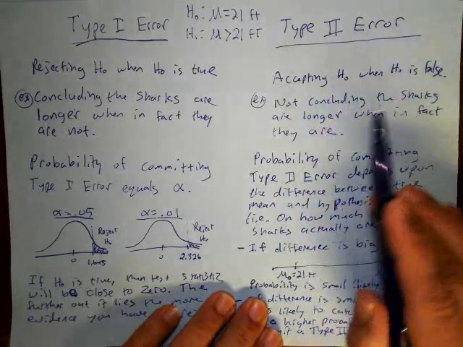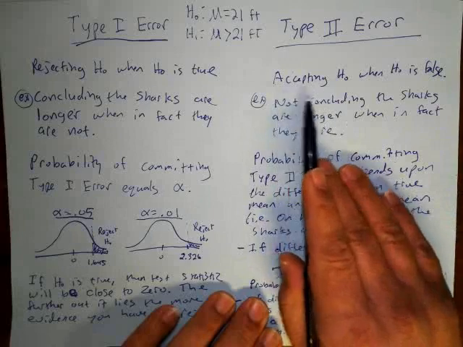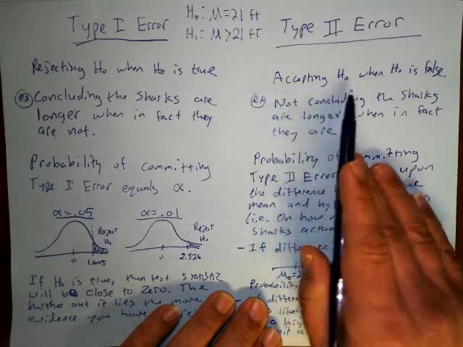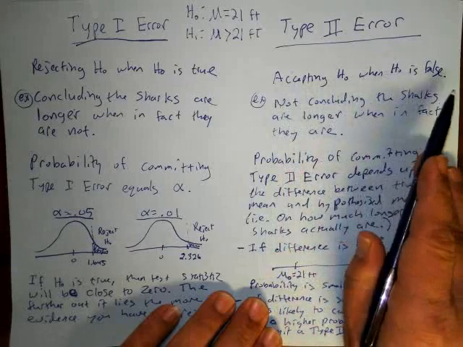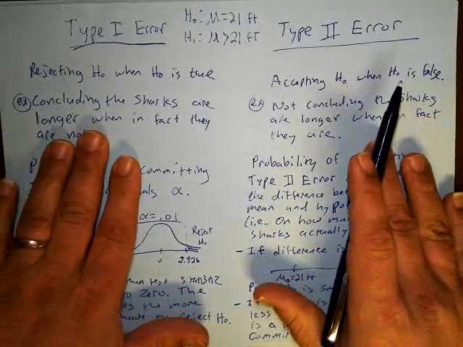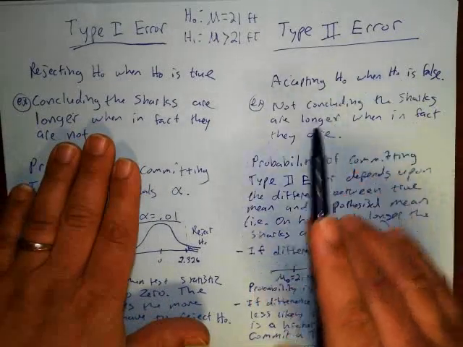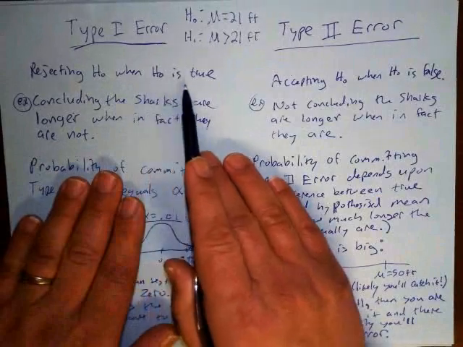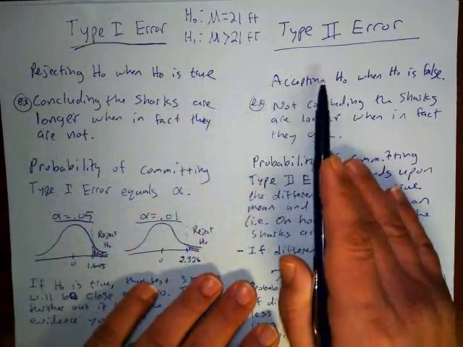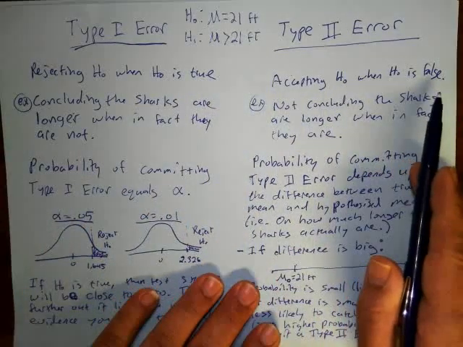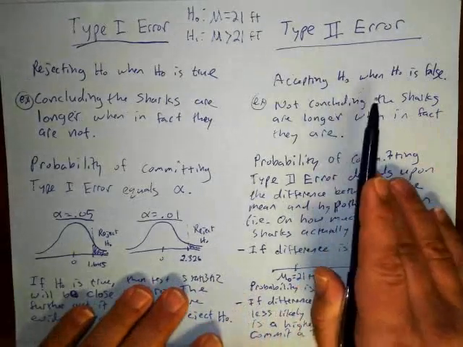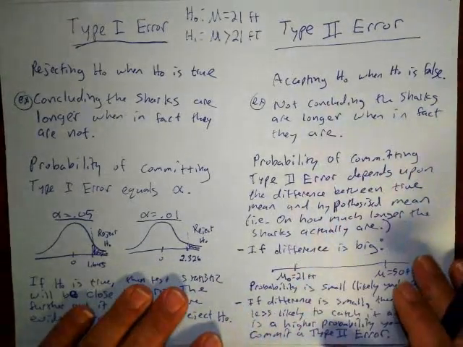Now, that's a little confusing because of the double negative, so I'm using the word accepting here. And now it's a little more clear. Accepting H0 when H0 is false. That would be the type 2 error. So notice these are two different types of errors. They're not the same error. Okay? So one is rejecting H0 when H0 is true. If it's true, you shouldn't reject it. The other one is accepting H0 when H0 is false. So if it's false, you shouldn't accept it, right? So those are both errors, and they're different errors.